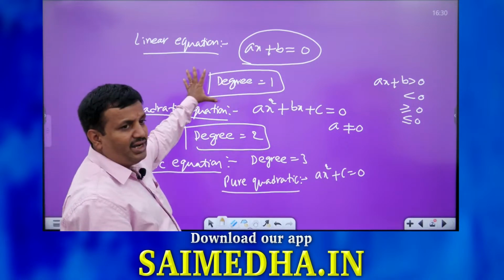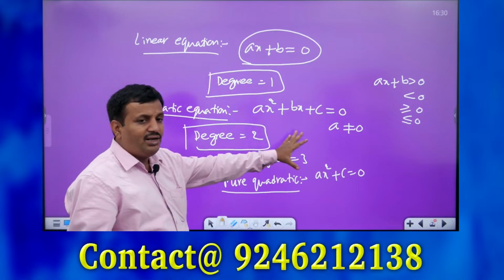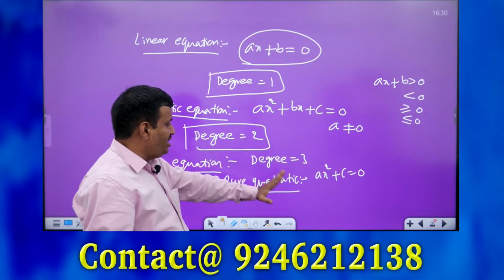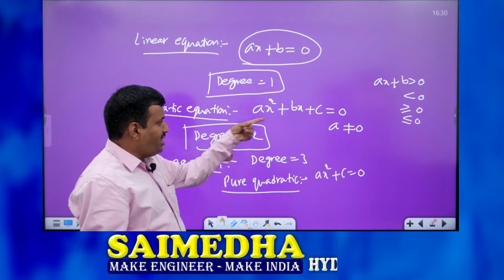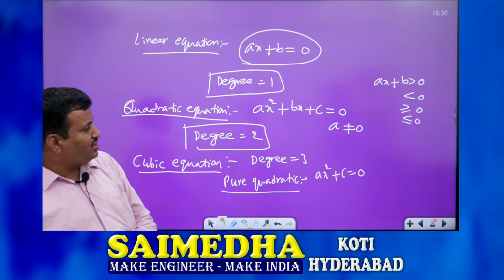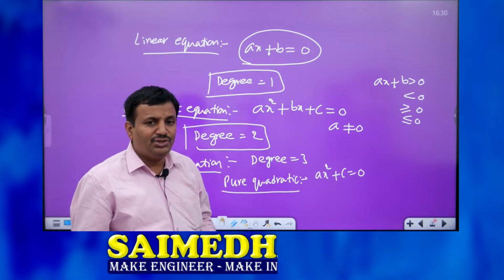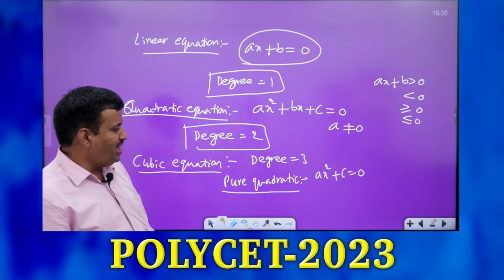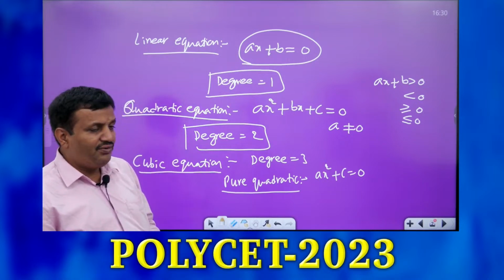Linear, degree is 1. Quadratic, degree is 2. Cubic, degree is 3. Pure quadratic, if the x term is absent, b value is 0, then it is a pure quadratic equation. It is also very, very important.